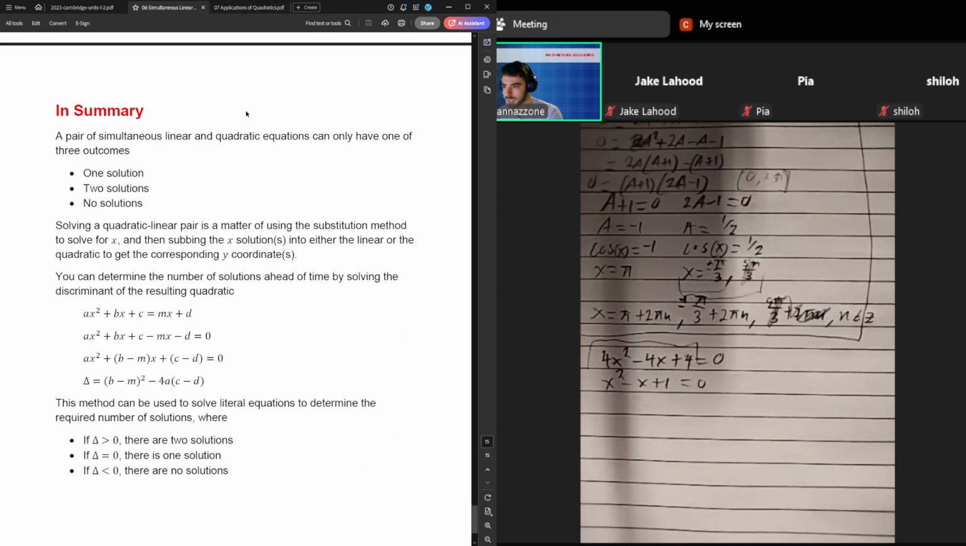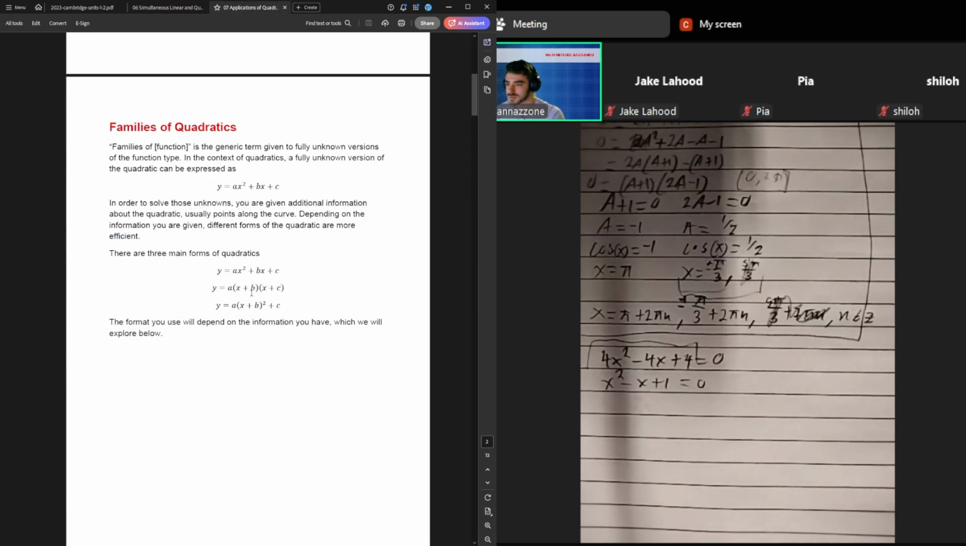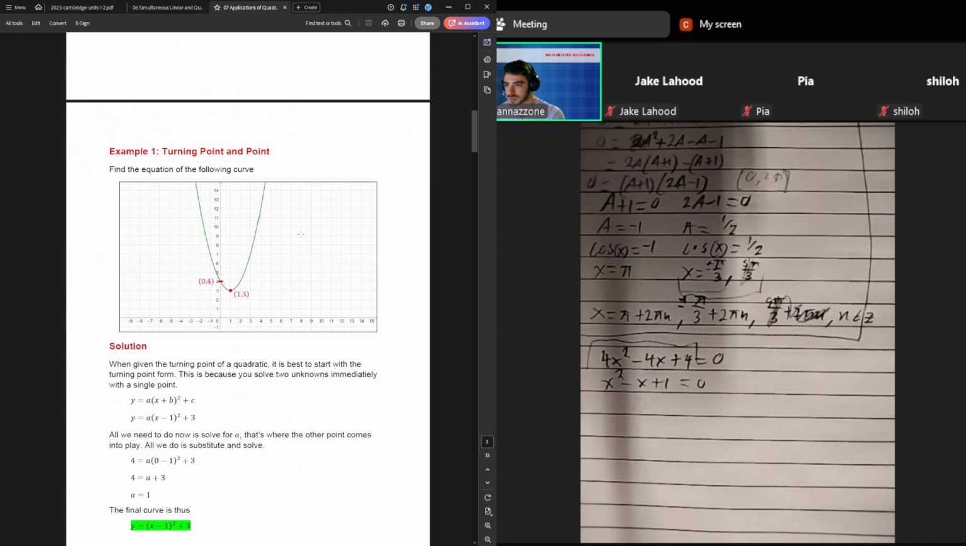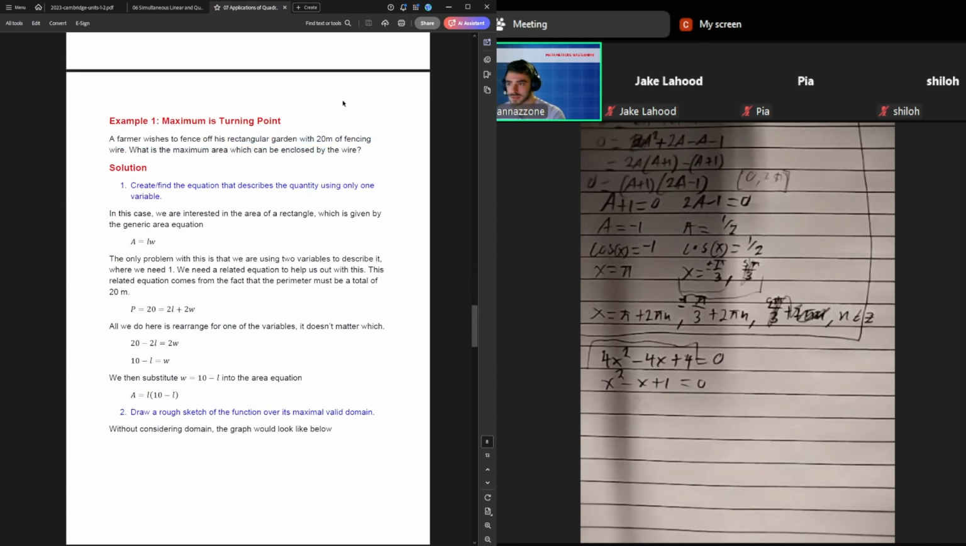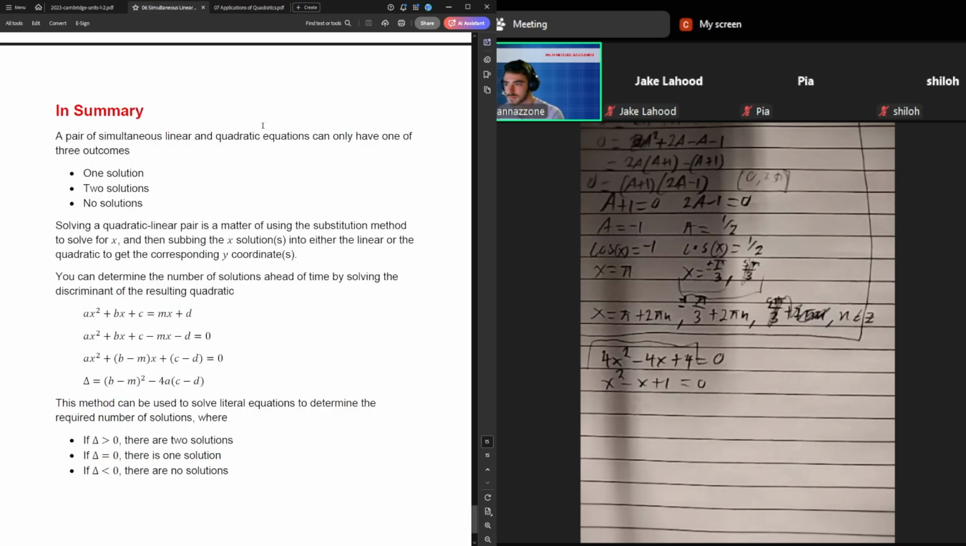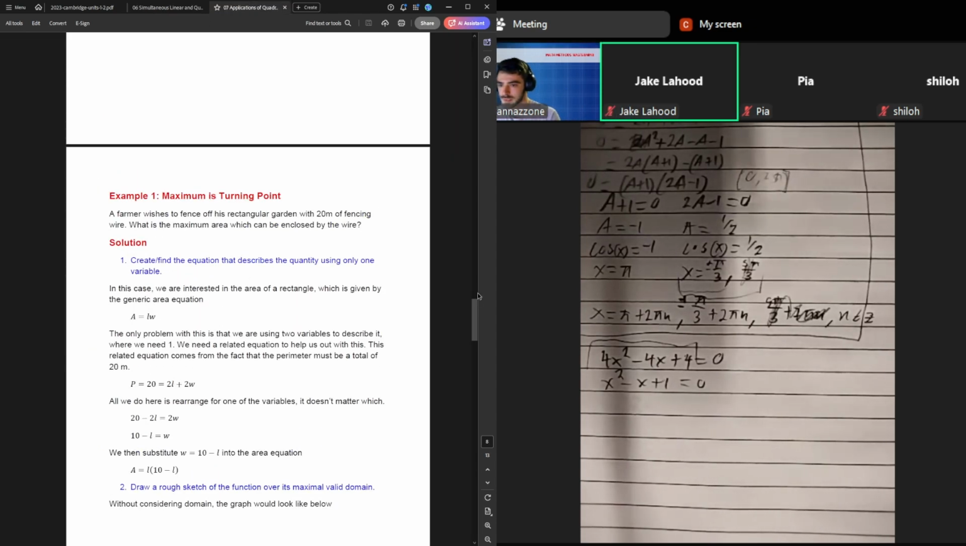Does anyone want to practice any of those before moving on to the applications, where you've got families of quadratics like this, or you've got maximums of area and that sort of stuff? Anyone want to practice these beforehand? Should be fine. Easy. Okay.